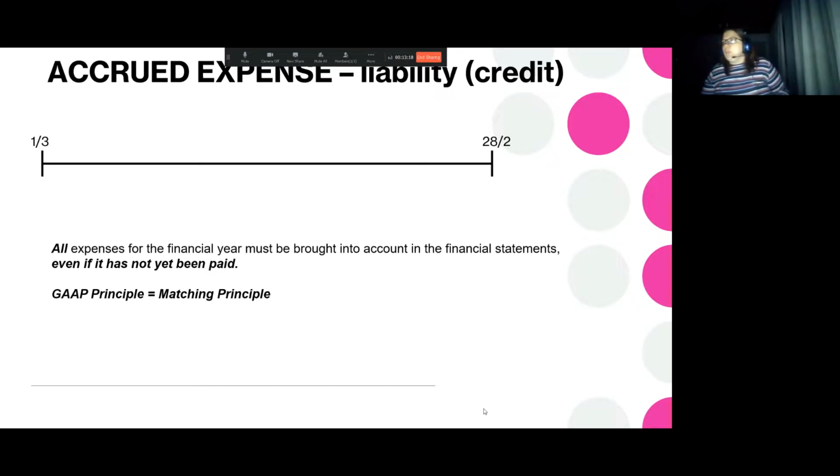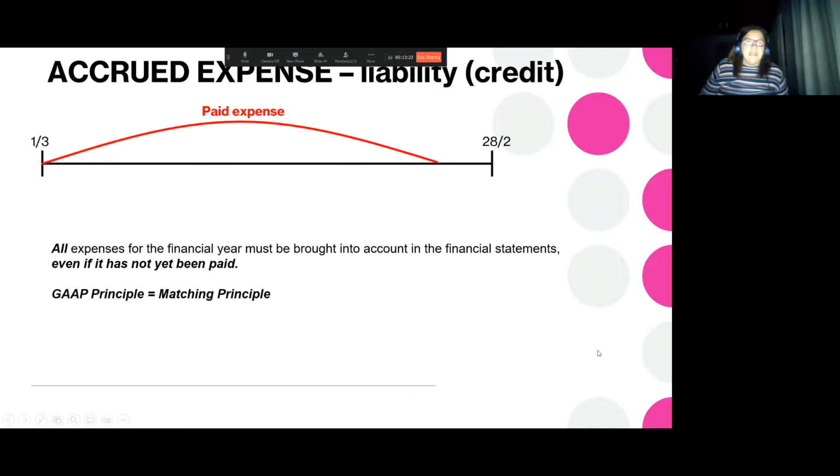To explain to you accrued expense. So here I can see my financial year. And on this red, I can see if only this is the paid expense for the year. I haven't paid for the full year. This blue part, this is the outstanding section that I have not yet paid, and therefore we have an accrued expense. This amount is still owing at the end of the year.